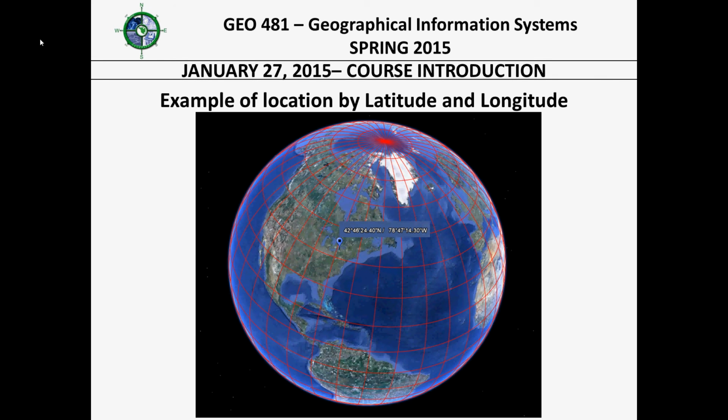We just kind of reviewed this, but here's an example of a degrees, minute, second location using Google Earth. That's the North Campus, I think.